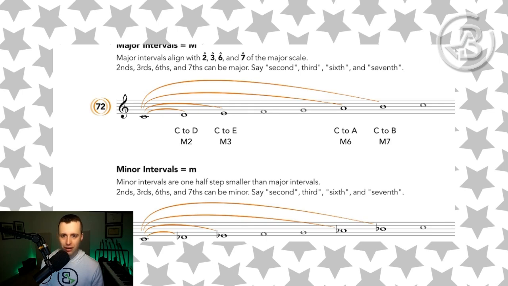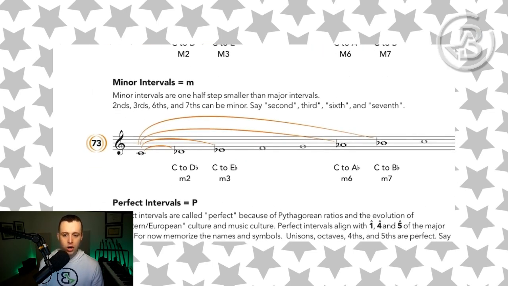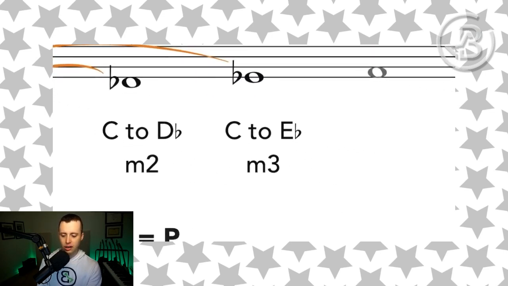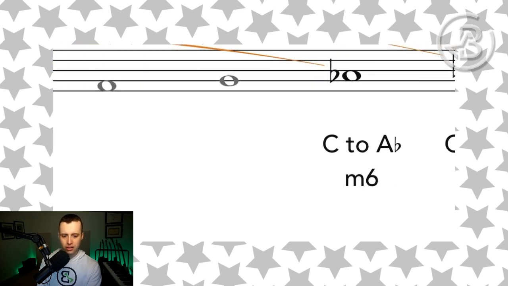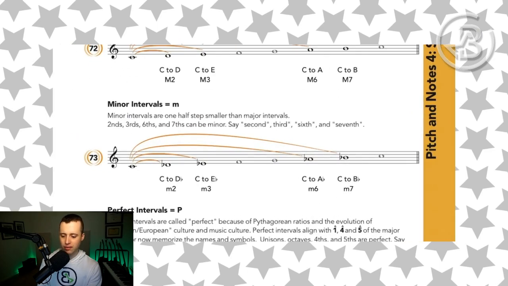Now let's talk about some minor intervals. So the quality of interval we're talking about now is minor. We show that the quality of the interval is minor by having a lowercase m. So C to D flat would be a minor second, C to E flat would be a minor third, C to A flat would be a minor sixth, and C to B flat would be a minor seventh.